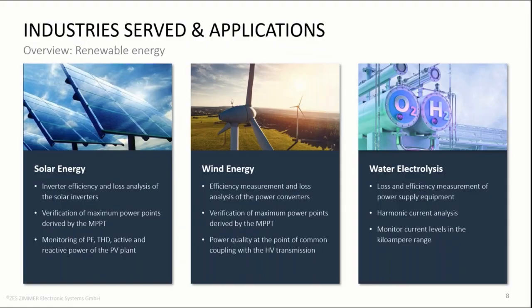Taking a look at them segment by segment, we see that in solar energy, we have obviously solar inverters whose efficiency can be evaluated by a power analyzer. Solar inverters use a maximum power point tracking control algorithm to regulate the voltage and current from the PV panel. In practice, the points of maximum power can be verified and mapped by real measurements using a power analyzer. At the same time, one can monitor the power factor, total harmonic distortion, active and reactive power of a PV plant.